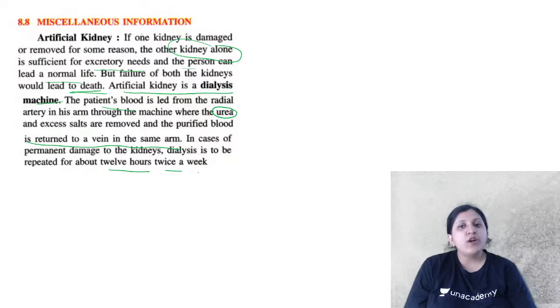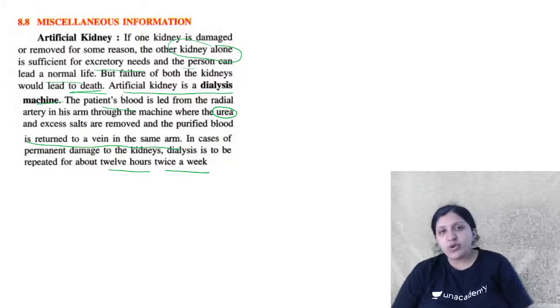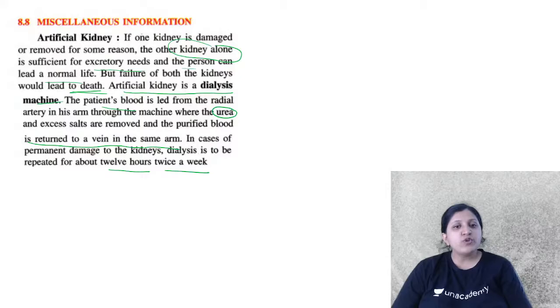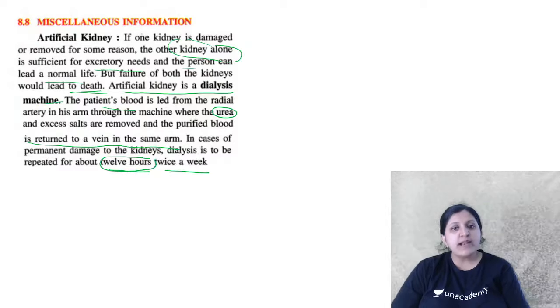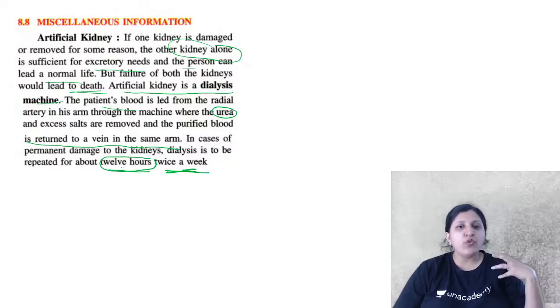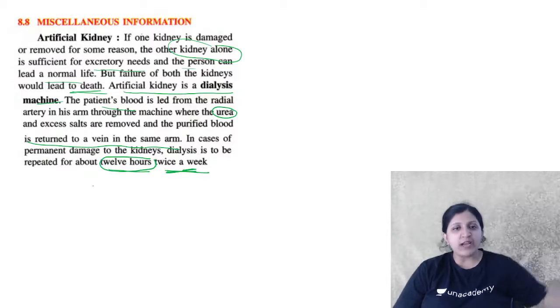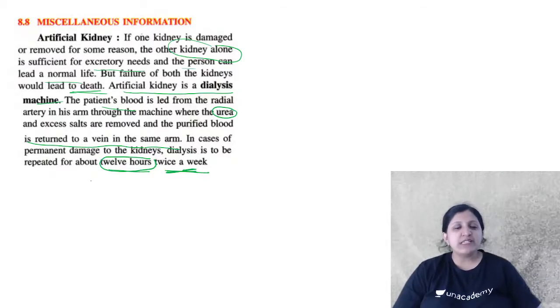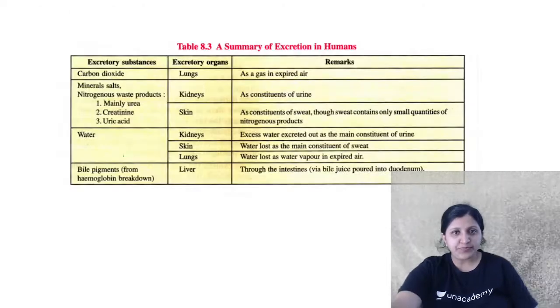In case of permanent damage to the kidneys, dialysis is to be repeated for about 12 hours, twice a week. So if there is permanent damage and the kidneys are not working at all, dialysis has to be repeated for 12 hours, twice a week, so 2 days in 1 week. Days, basically, not the night. So 12 hours is a long process, and they need to purify their blood for 12 hours.